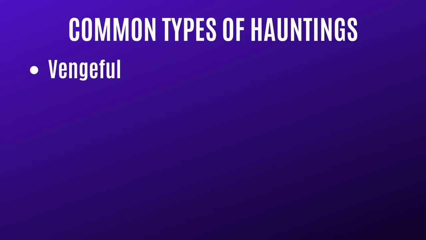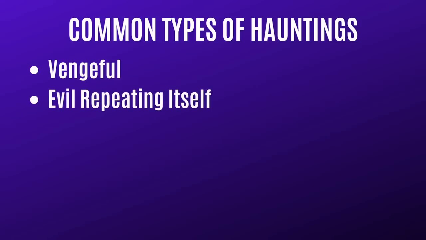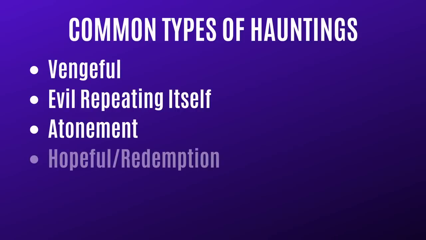Other times you might have a situation where evil is repeating itself. Some horrible act was committed in the past and now the spirits are working to ensure that that act is repeated again and again in the present and future. Another way things might play out is with a ghost seeking atonement. Maybe the ghost committed horrible acts in the past and now it must atone by punishing mortals who commit those same acts. And then finally, a ghost might be haunting the present for hopeful reasons.